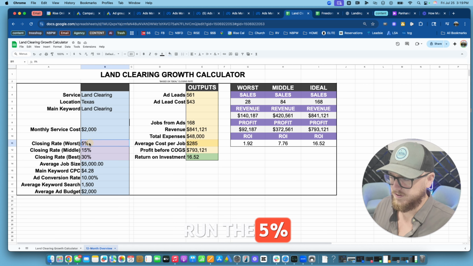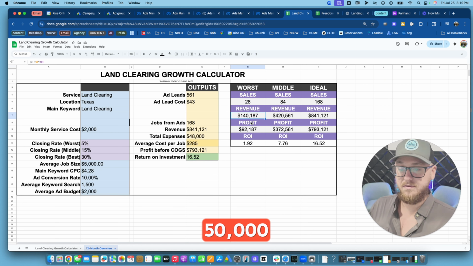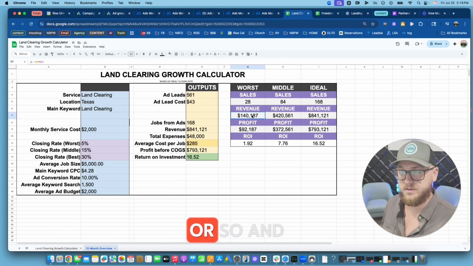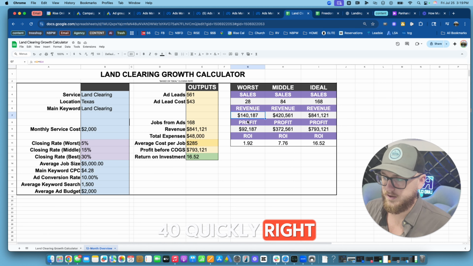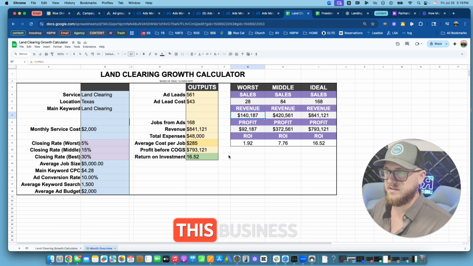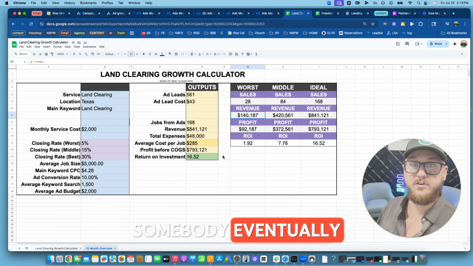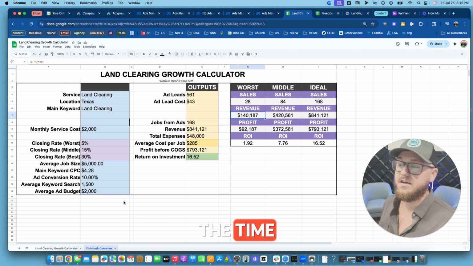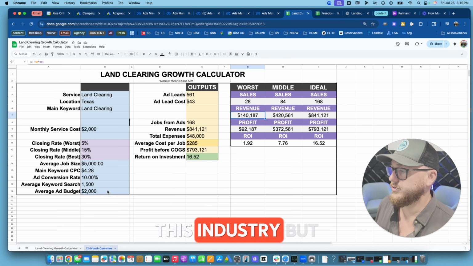Like you could run the 5% rule and you could land one $50,000, $100,000 job where your machines are there for a whole month or so. And this could double up to 240 quickly, right? So that's what's so nice about this business: once you're getting your name out there, you're going to get in front of somebody eventually that's a big job that's going to make you big money. Happens all the time. We see it every single day. It's amazing. That's why I love this industry.